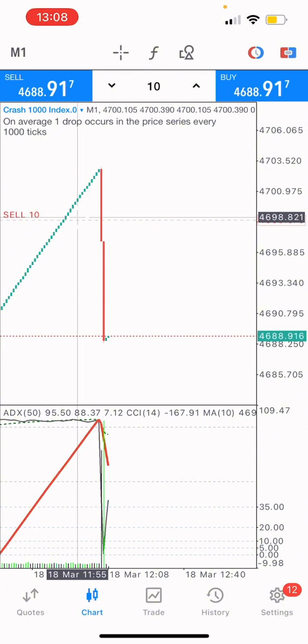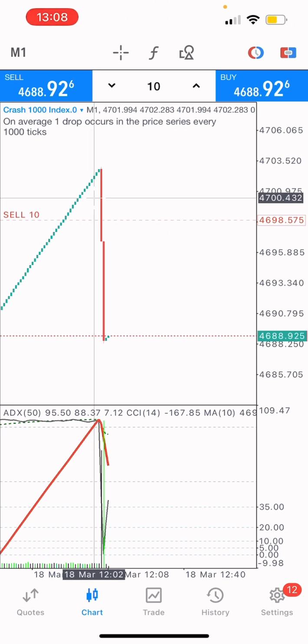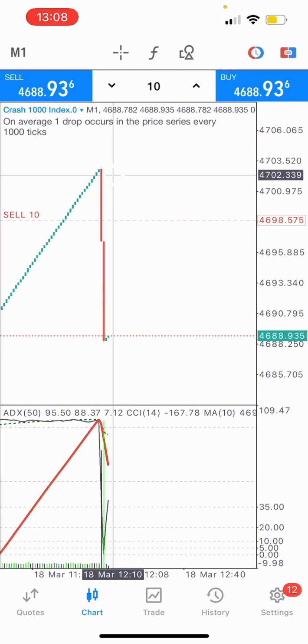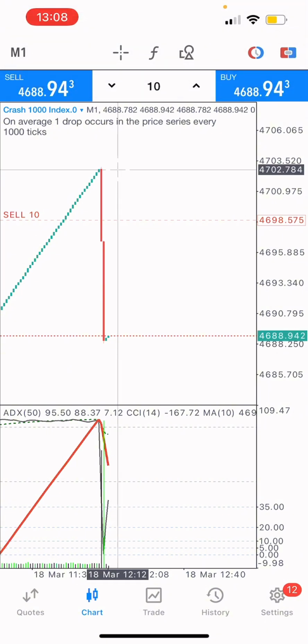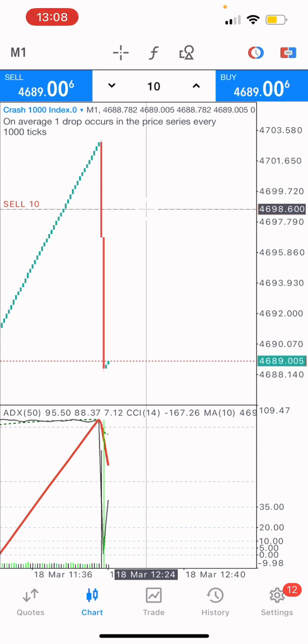Once again, 1, 2, 3, 4, 5, 6, 7, 8, 9, 10, 11, 12, 13, 14, 15. So 15 candles before it spiked. Like I said before, I close at 14 candles. Yes, after 14 candles, it spiked.